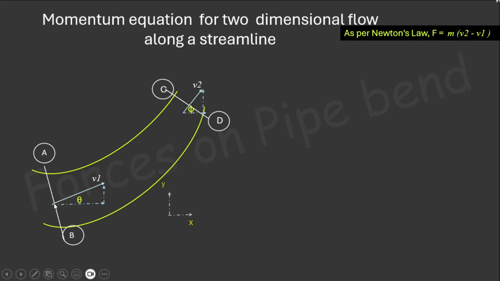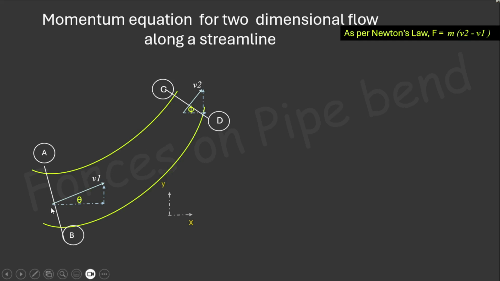Since v1 makes an angle theta with respect to the x-axis, we have to resolve v1 into components vx1 and vy1, where vx1 is the horizontal component of v1 and vy1 is the vertical component of the incoming velocity. Similarly, we resolve v2 into vx2 as the horizontal component and vy2 as the vertical component. Since both force and momentum are vector quantities, they can be resolved into components in the x and y directions. So Fx and Fy are the components of the resultant force in the x and y directions.